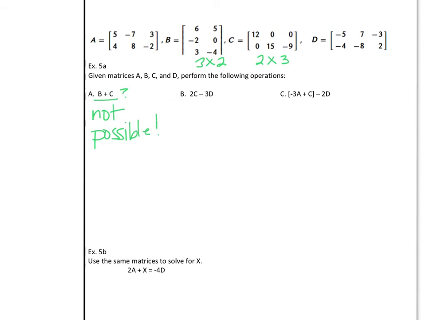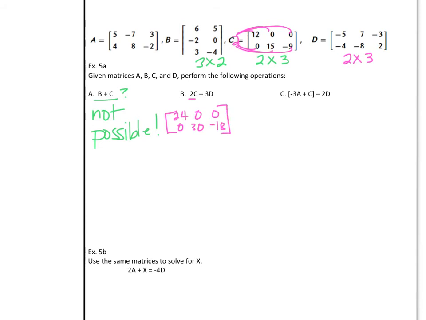But then we go into example B. This is going to be possible, and there's quite a bit of work to do here. It says 2 times matrix C minus 3 times matrix D. Notice C and D are both 2 by 3 matrices. Let's first double matrix C. If we take matrix C and distribute a 2 to everything on the top and bottom, we would get 24, 0, and 0 in the first row. In the bottom row, we'd have 0, 30, and -18.